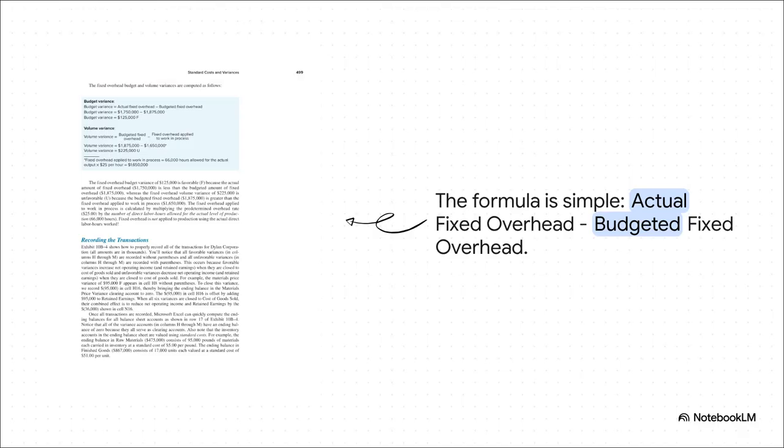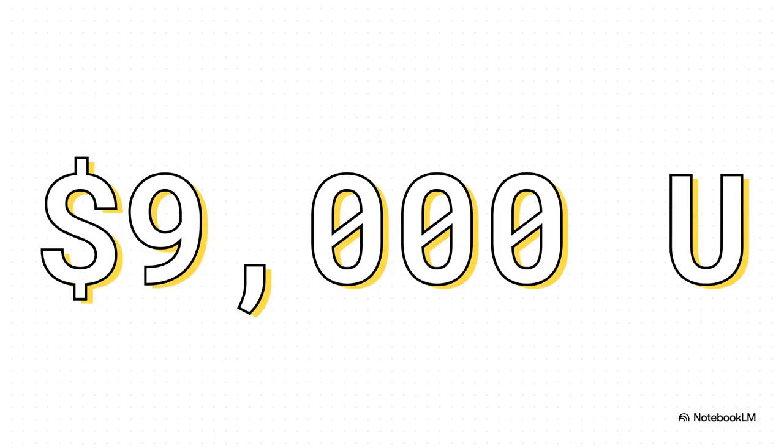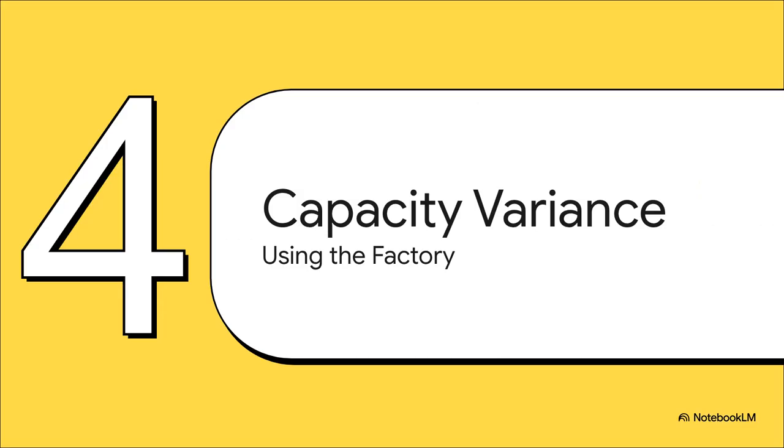And honestly, the formula could not be easier. It's just your actual costs minus your budgeted costs. That's the whole thing. If you spent more than you planned, it's unfavorable. Spent less, favorable. This is by far the easiest part of this whole topic. So for example, if our actual spending was $285,000, but our budget was only $276,000, that's a $9,000 unfavorable variance. On our dashboard, this dial is flashing bright red. It's screaming, we overspent.